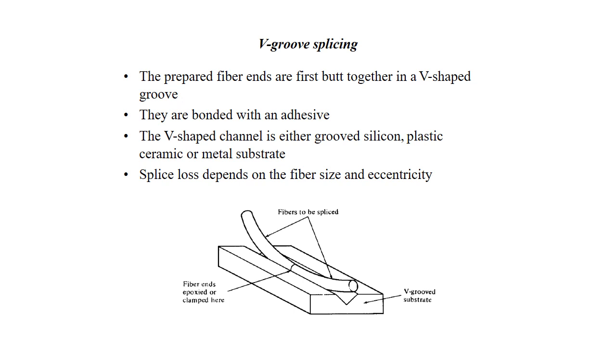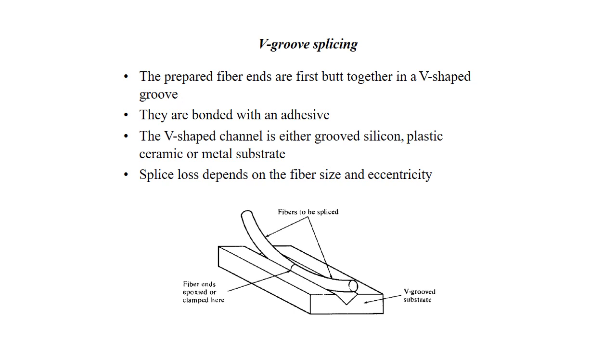Next one is V-groove splicing. The other name of this technique is the mechanical splicing technique. Mechanical splices join two fibers together by clamping them with a structure or by epoxying the fibers together. It is a simple method which utilizes a V-groove into which two prepared fiber ends are pressed. The V-groove splice gives the alignment of prepared fiber ends through insertion in the groove.